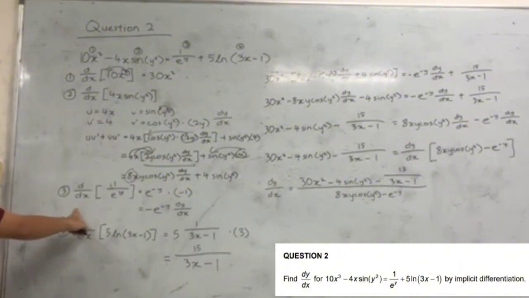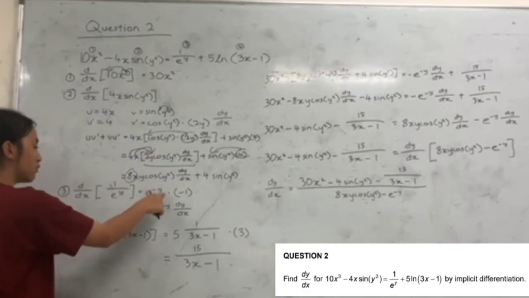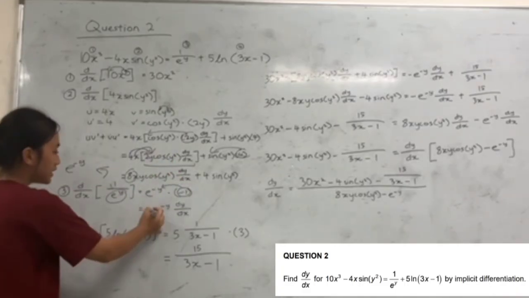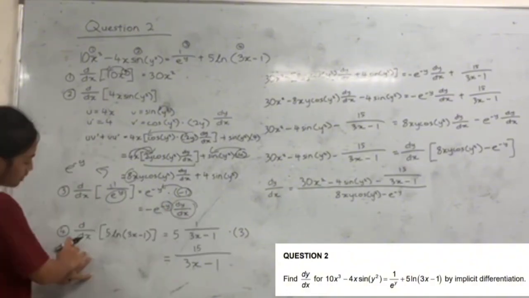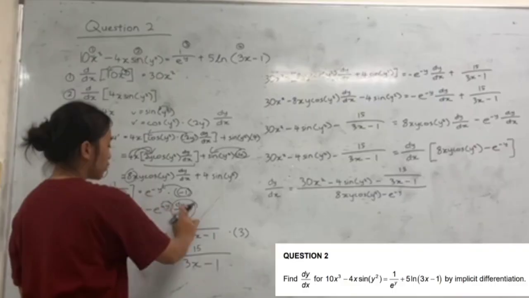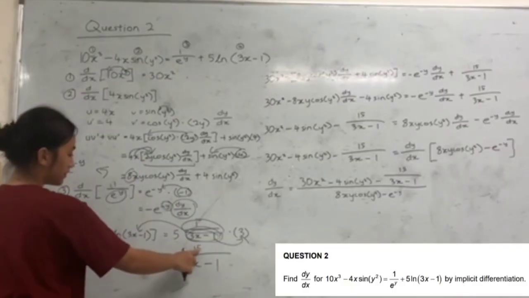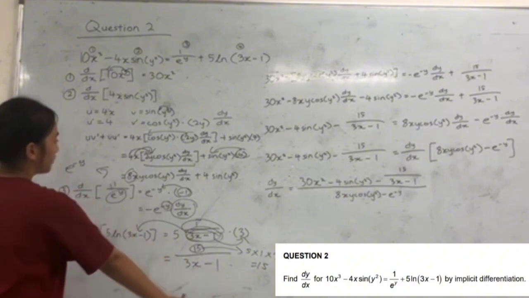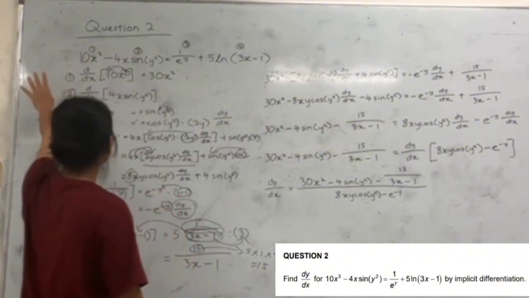d over dx 1 over exponent power of y equal to exponent negative y times negative 1 equal to negative exponent power of negative y dy dx. Part 4, d over dx 5 ln 3x minus 1 equal to 5 times 1 over 3x minus 1 times 3 equal to 15 over 3x minus 1. Next, come to here. We just substitute all of them based on their part.